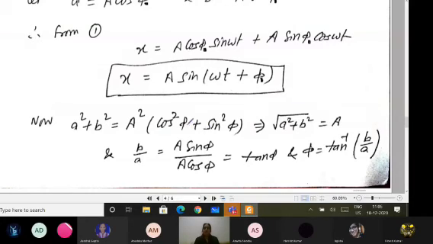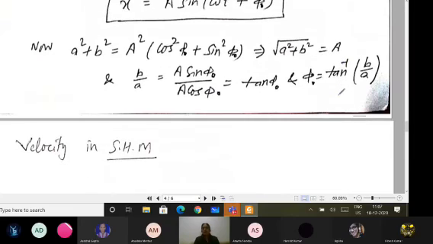And of course if I square and add, I get a square plus b square, which equals capital A square, where capital A is of course the amplitude, into cos square phi naught plus sine square phi naught. So I can write this equation for the initial phase also. I can get it if it is there in the equation.